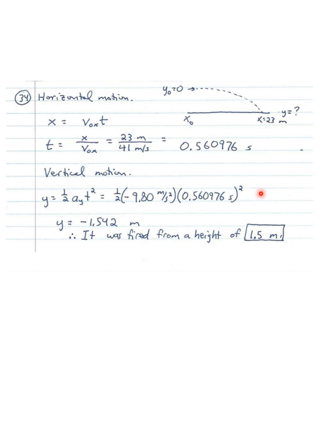Now we assess the vertical motion to find how far it dropped. Y equals, and we start with the long kinematic equation, y equals y naught, which is 0, plus v naught y t, and the v naught y is 0 because there was no original vertical motion. All we're left with is 1/2 acceleration in the y direction times t squared. I've made down be negative, and so there's the negative acceleration. And we get y equals negative 1.542 meters, which means it dropped 1.542 meters. So we can say it was fired from a height of 1.5 meters.